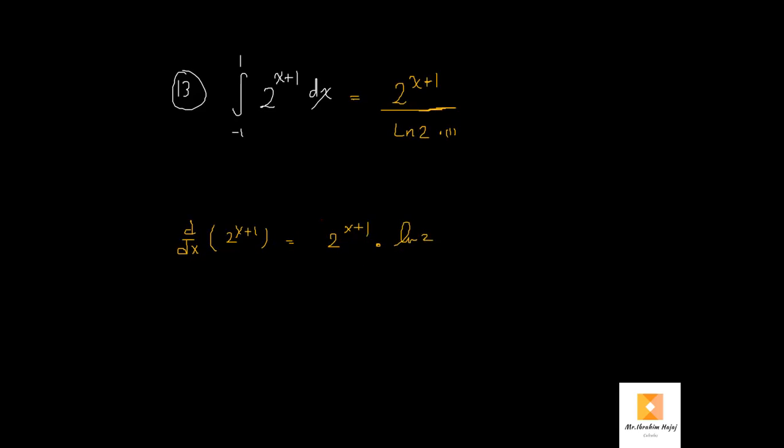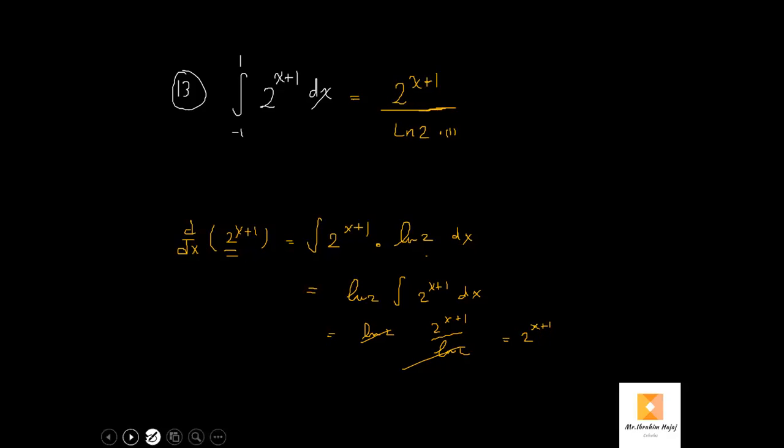In the integral, you should divide by ln 2 here. If you took the integral of the answer, what's the integral here? ln 2 is a constant, and the integral of 2 to the power of x plus 1 dx is 2 to the power of x plus 1 over ln 2. Cancel it out, gives us the same function, which is only 2 to the power of x plus 1. Okay, that's why the integral.